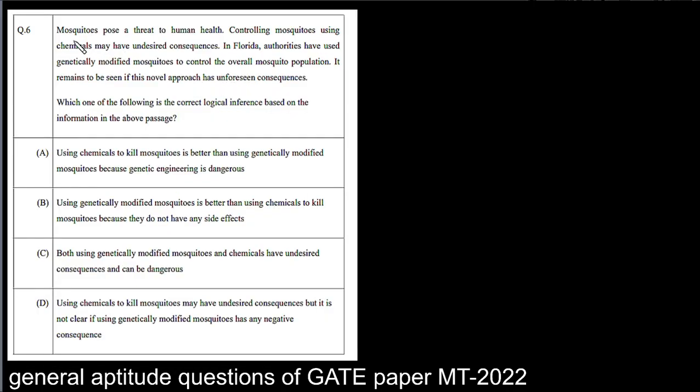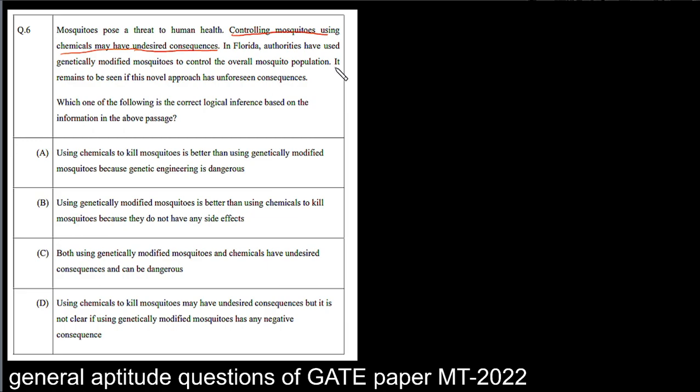Okay, now let's solve question number 6. Question 6 says mosquitoes pose a threat to human health. Controlling mosquitoes using a chemical may have undesired consequences. That means they are affecting in a negative way. In Florida, authorities have used genetically modified mosquitoes to control the overall mosquito population. It remains to be seen if this novel approach has unforeseen consequences.